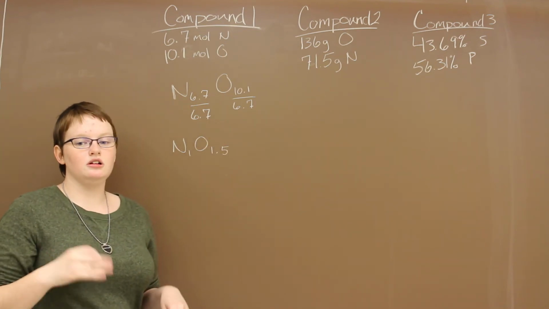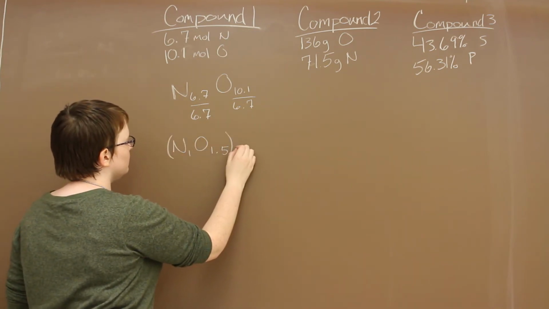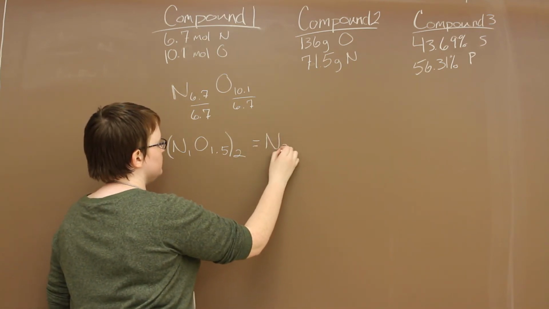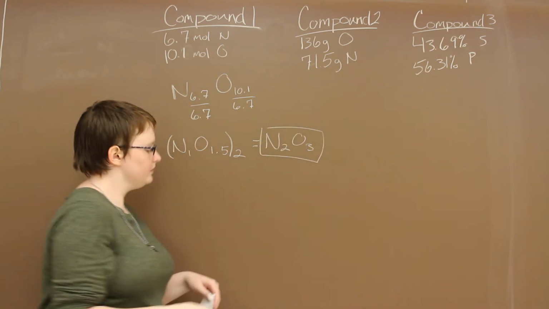Now because we need all of the subscripts to be whole numbers, we'll multiply the whole thing by 2, and we'll get N2O3. So that's our empirical formula.